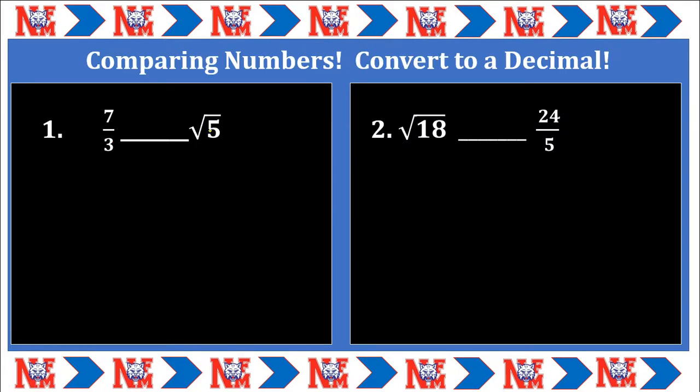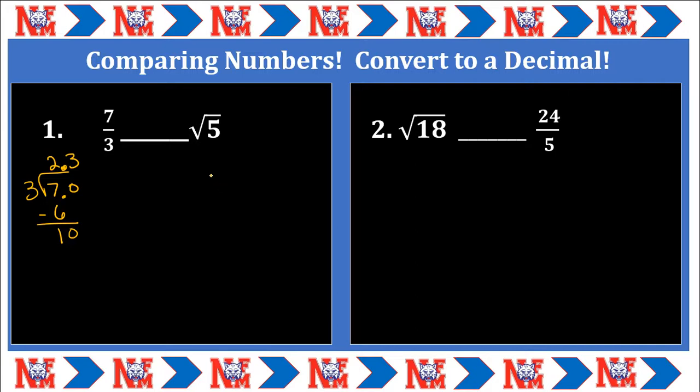So we're going to have to estimate our square root of 5, and I'm going to go ahead and divide this out. So 3 divides into 7. 3 goes into 7, 2. 2 times 3 is 6. We're going to subtract. We're going to have a decimal, bring down a 0, and 3 goes into 10 about 3 times. So far we can stop right there.